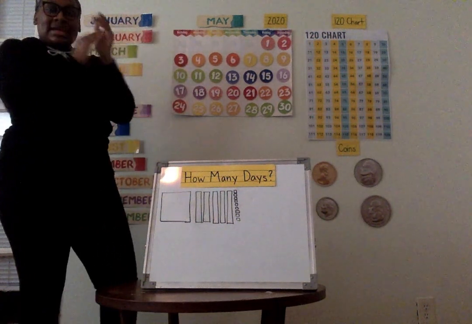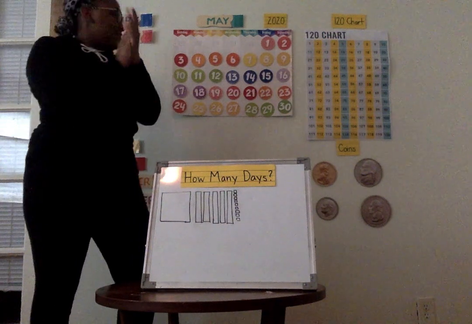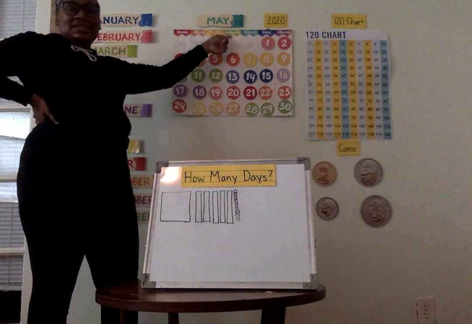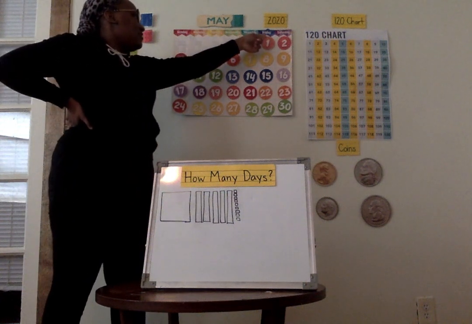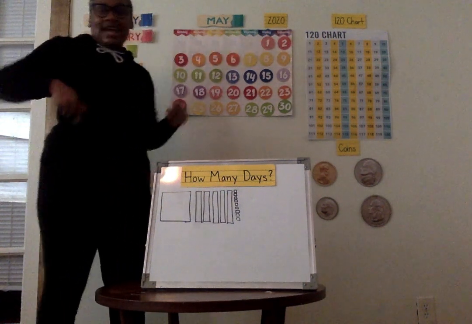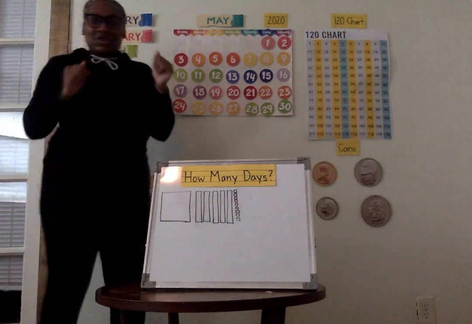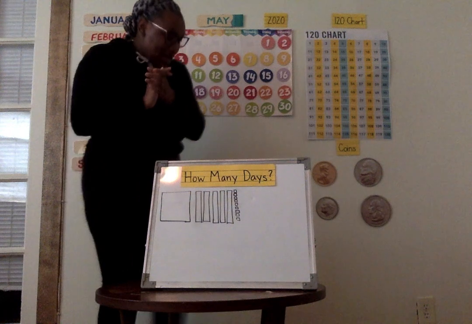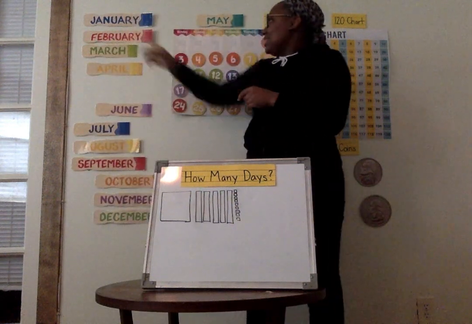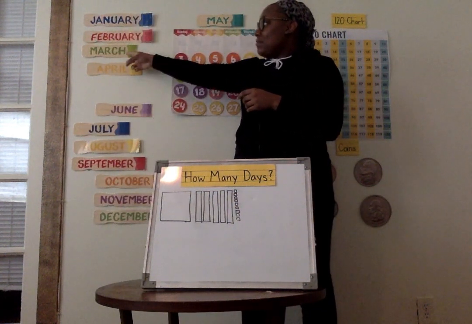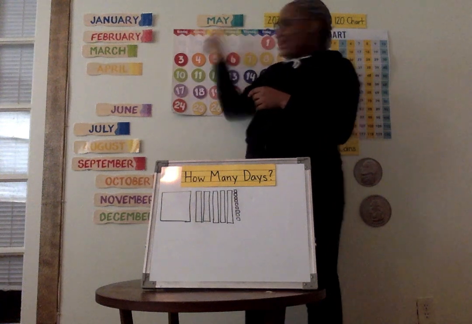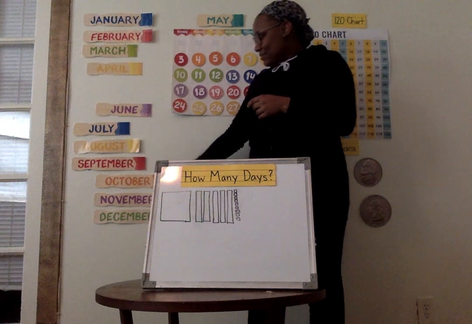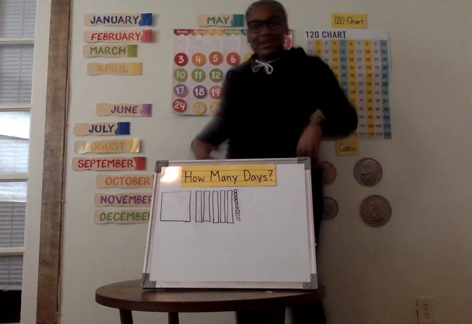Days of the week. There's Sunday and there's Monday. There's Tuesday and there's Wednesday. There's Thursday and there's Friday. And then there's Saturday. Days of the week. Months of the year, get ready. January, February, March, April, May, June, July, August, September, October, November, December.